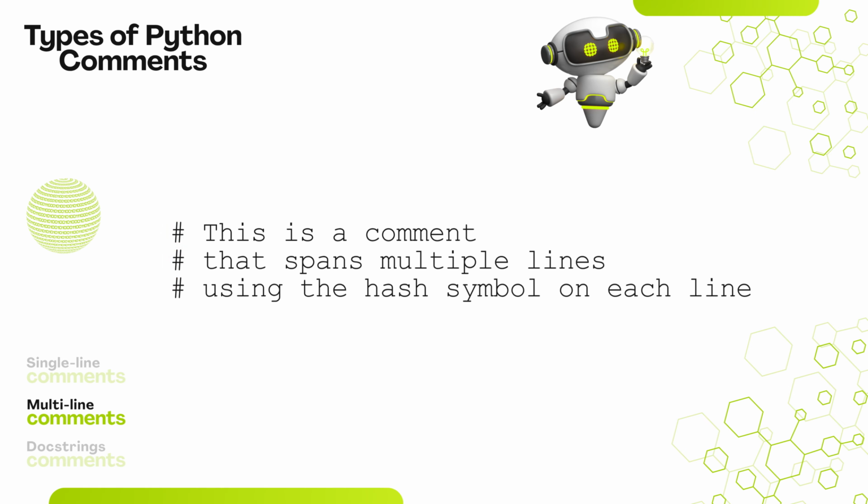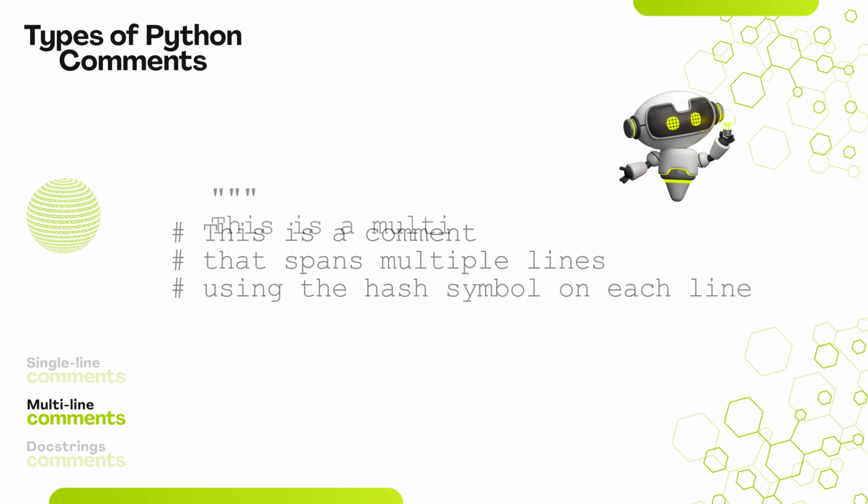So Python sees the first line, encounters the hash, and ignores the rest of that line. Then it moves to the second line, encounters another hash, and ignores that line too. And the same for the third line. We are essentially stacking single-line comments on top of each other.